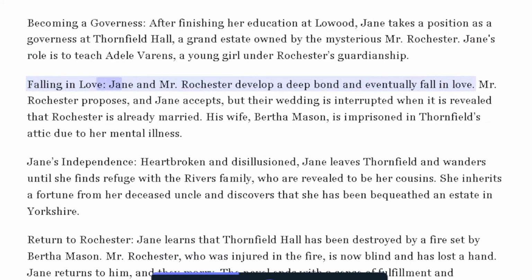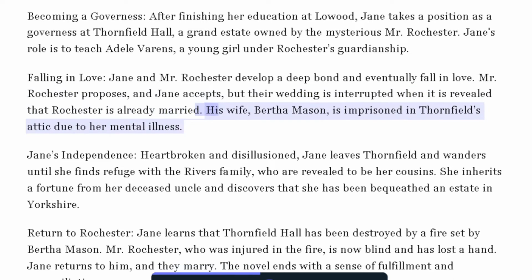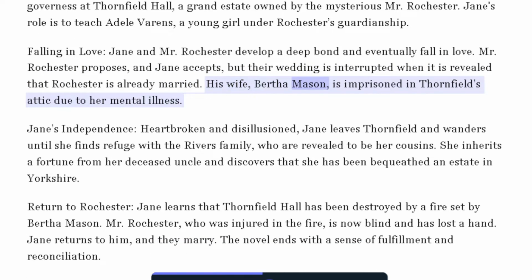Falling in love. Jane and Mr. Rochester develop a deep bond and eventually fall in love. Mr. Rochester proposes, and Jane accepts, but their wedding is interrupted when it is revealed that Rochester is already married. His wife, Bertha Mason, is imprisoned in Thornfield's attic due to her mental illness.